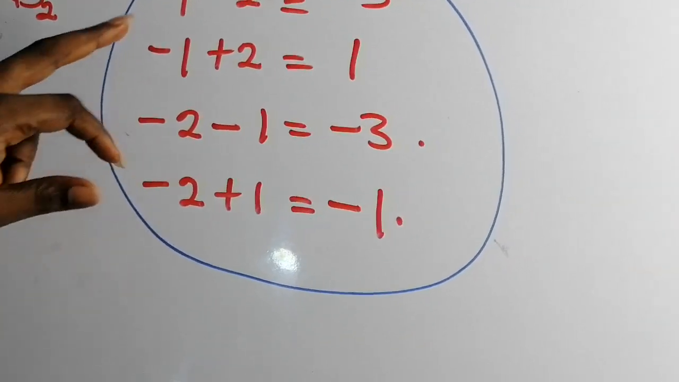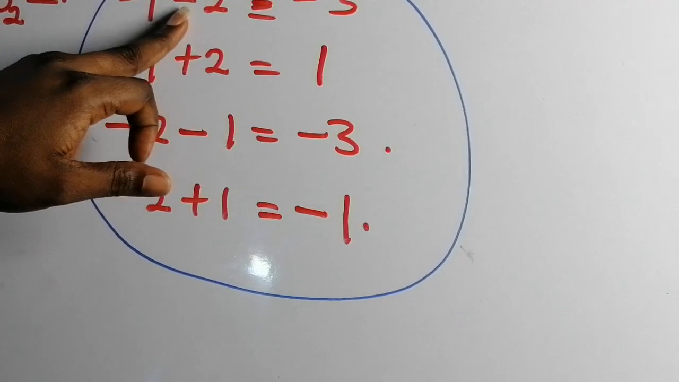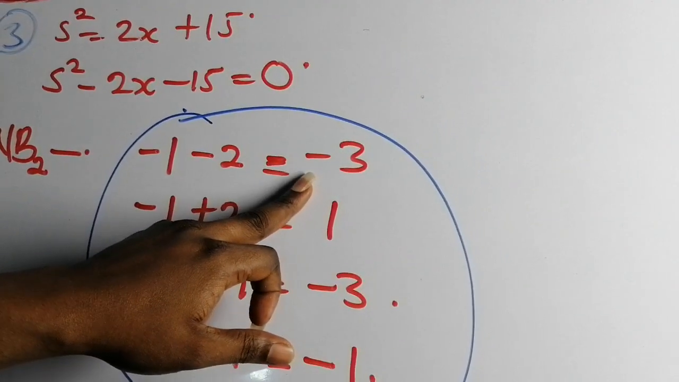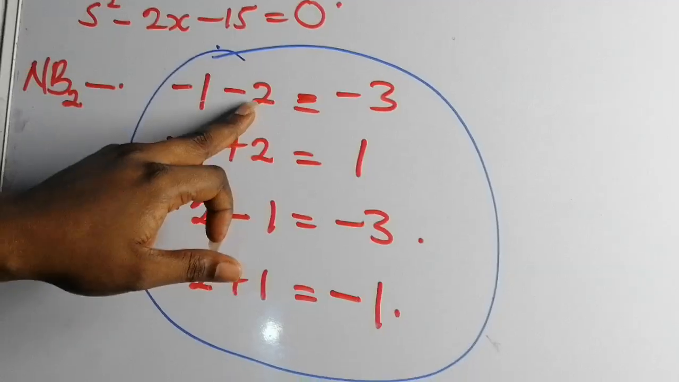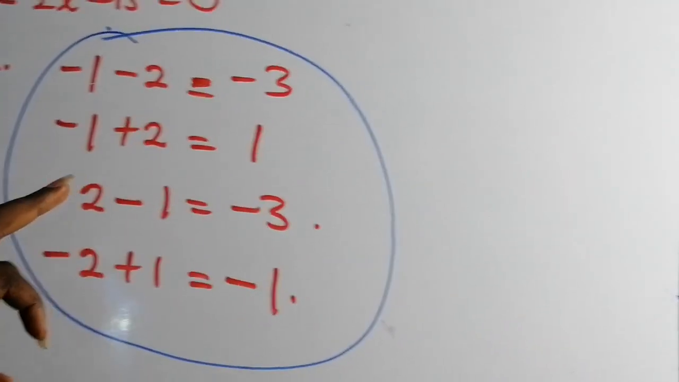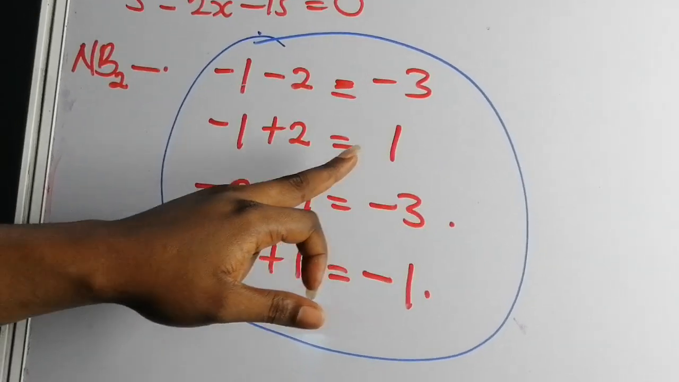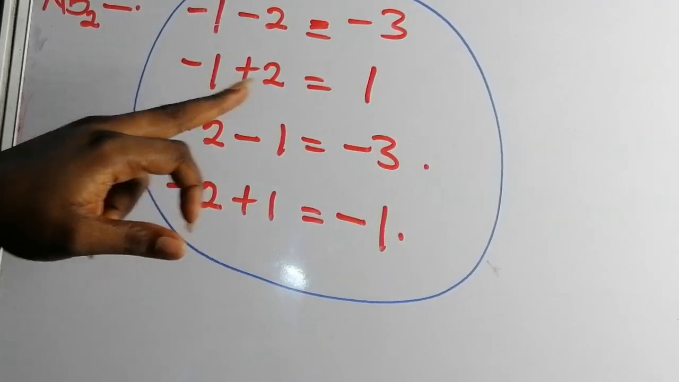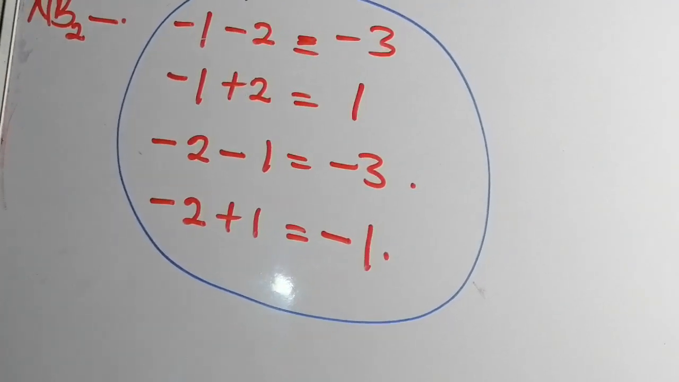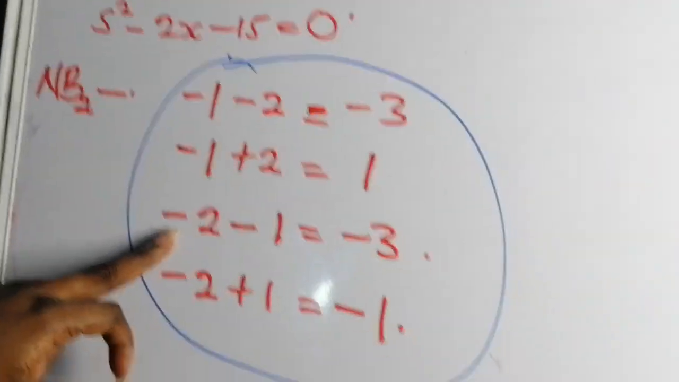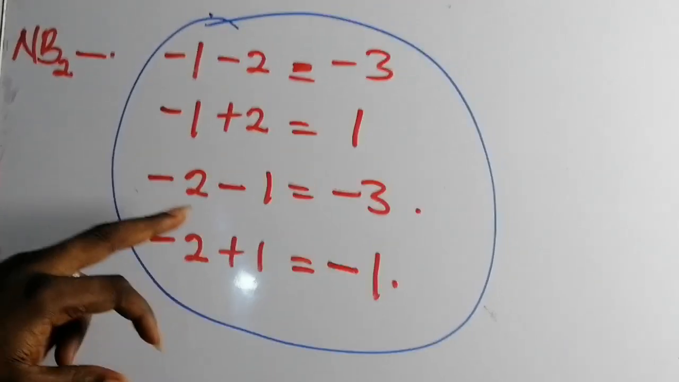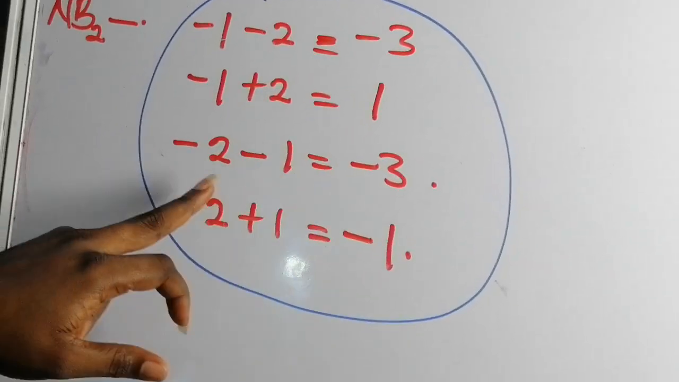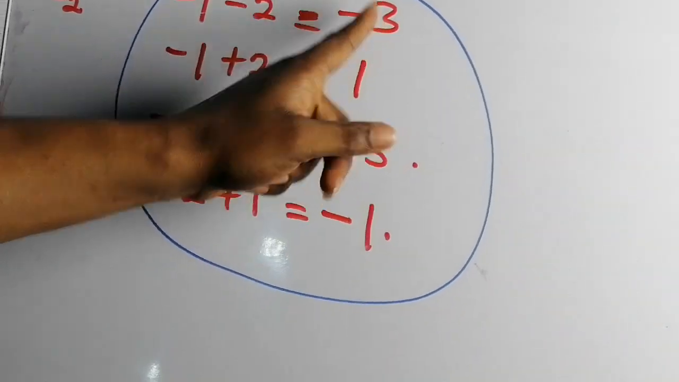Very important. When you have minus minus on both, the answer must be minus. All you need to do is add 2 plus 1, 3. When you have minus plus, the answer will be plus. So what you need to do is 2 minus 1, which gives you 1. Take your time and study it. When you have -2 minus 1, it will give you minus. Add 2 plus 1, 3, which is similar to this.